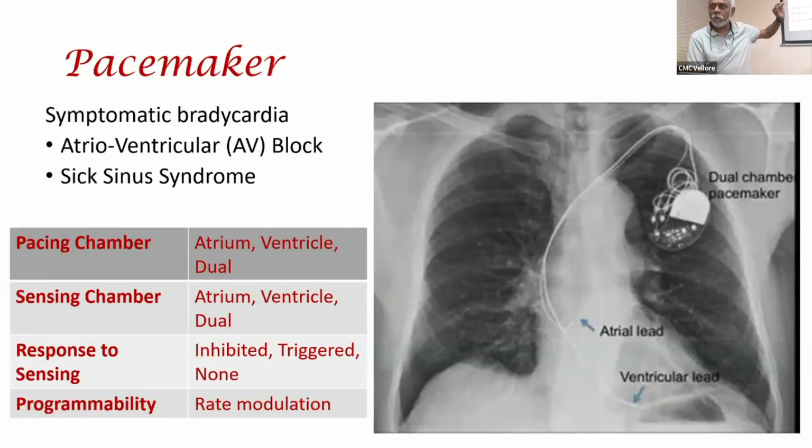So you know how the nomenclature of a pacemaker is: what is the chamber which is paced, what is the chamber which is sensed, and what is the response to the sensing, correct? And finally, what is programmability? This is something the newer pacemakers have, the rate mode, whether the person is doing exercise or on a treadmill, it can modulate the rate accordingly, and when sleeping, it may come down. So it's an intelligent pacemaker. And this is the lead which goes into the atrium and the ventricle. That's a dual chamber pacemaker.